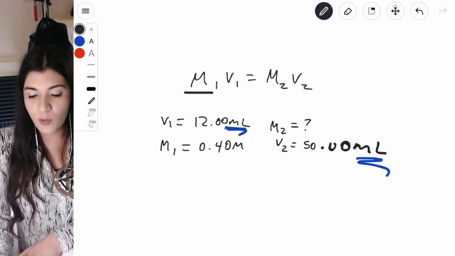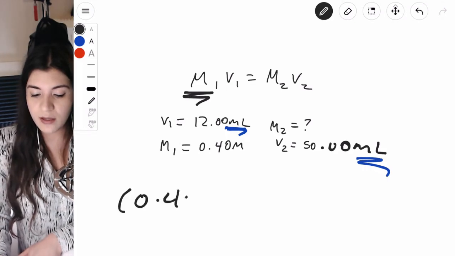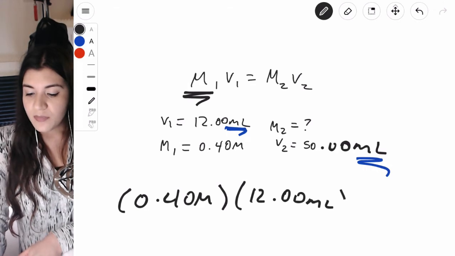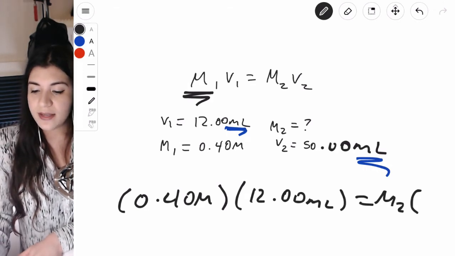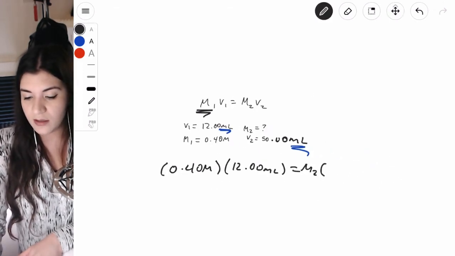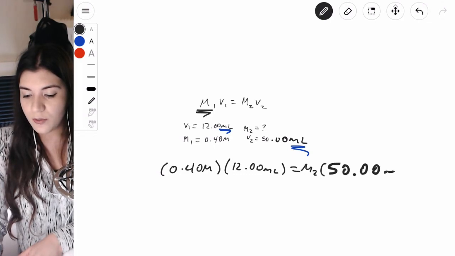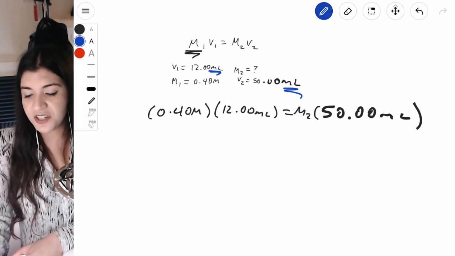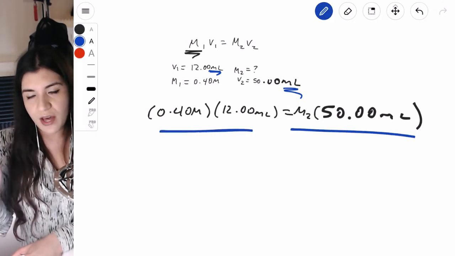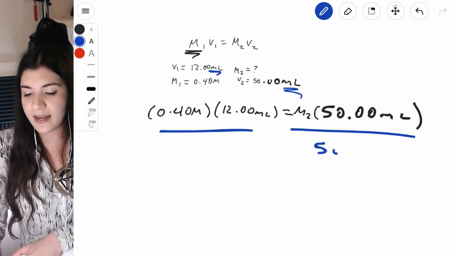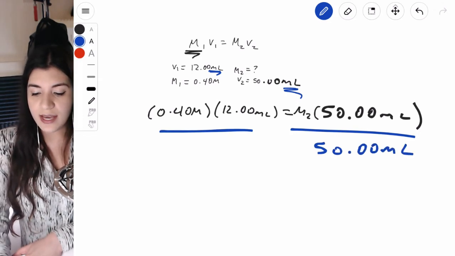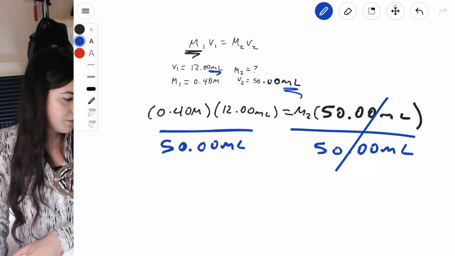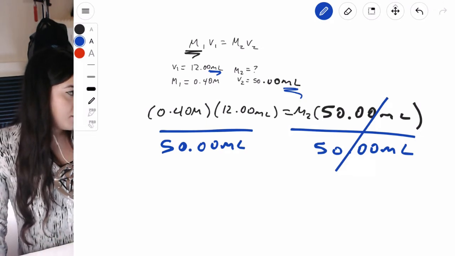So I'll plug in everything. M1 is going to be 0.40. That's molarity. This would have been times 12 milliliters. We're looking for M2, and then I'd multiply that by 50 milliliters that we were given initially. So what I'm going to do first is divide over, and then we'll do the math accordingly. All I have to do to get M2 by itself is get rid of that 50 by dividing it on both sides. So that would cancel.